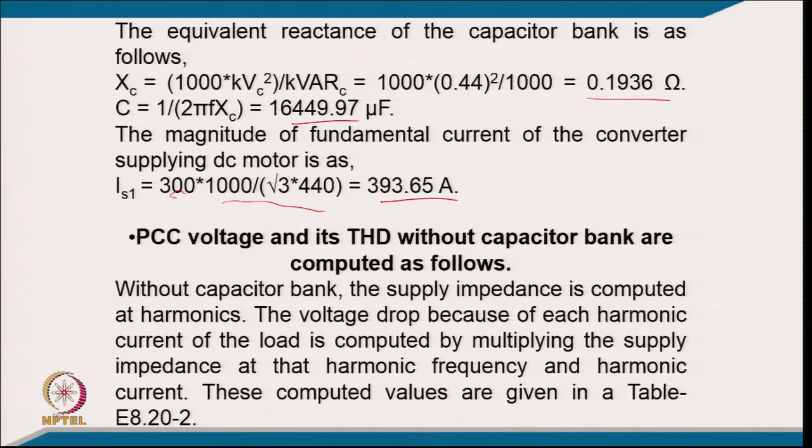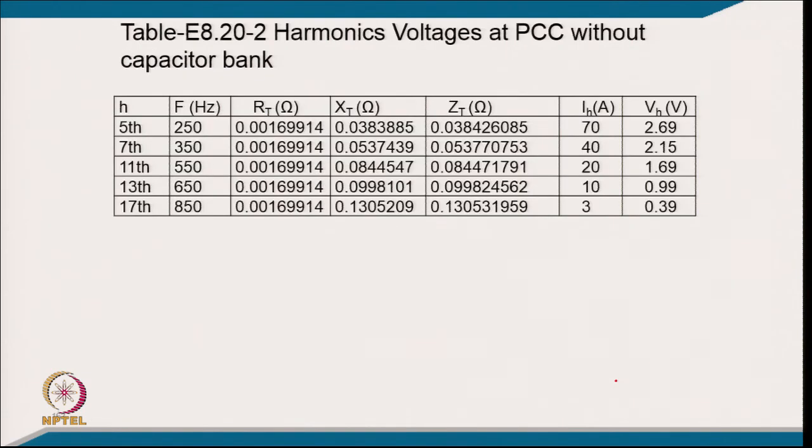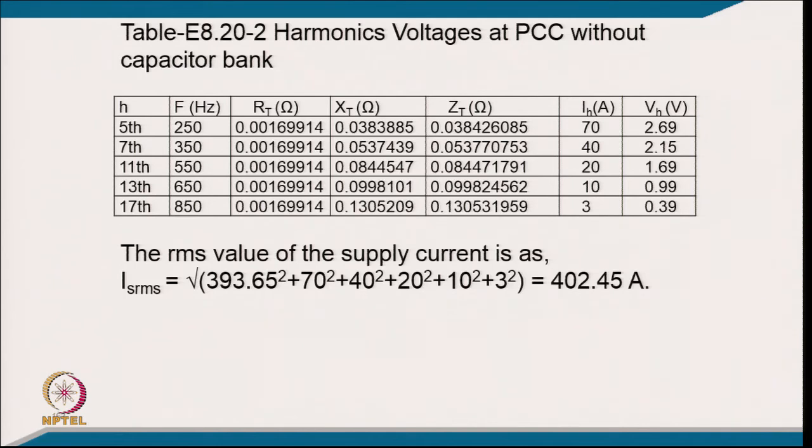The PCC voltage and THD without the capacitor bank are computed as follows. Without the capacitor bank, the supply impedance is computed at the harmonics. The voltage drop across each harmonic current of the load is computed by multiplying the supply impedance at that harmonic frequency and the harmonic current, and these values are given in the table. So, these are the harmonic order, the harmonic frequency, the total resistance, the reactance, the total impedance, the harmonic current, and the harmonic voltage at the point of common coupling, because you have to multiply these, so you will get this harmonic voltage, and from this you can find out the RMS value.